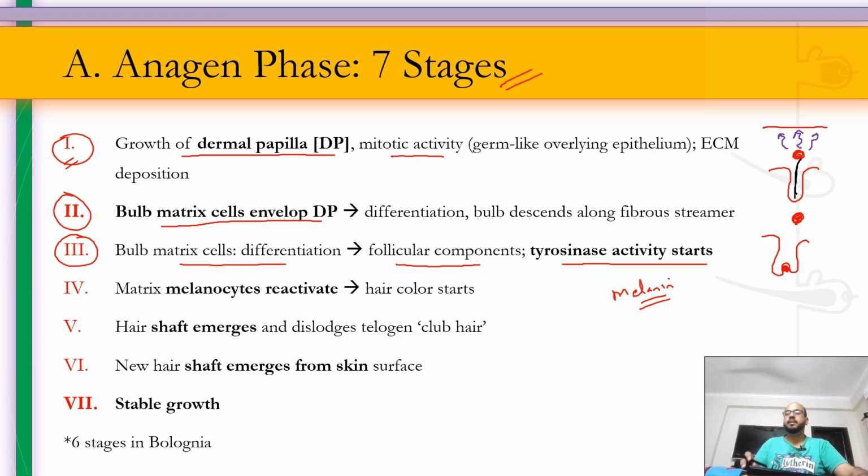A growing hair shaft is colorless. Gradually, after stage 3 of the anagen phase, it will start to develop color.